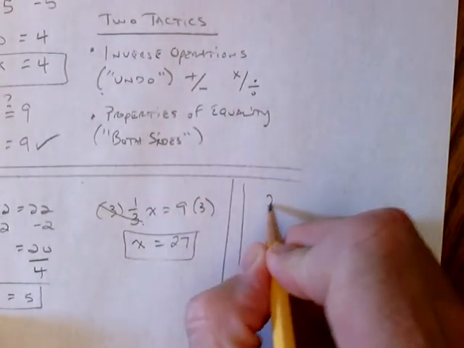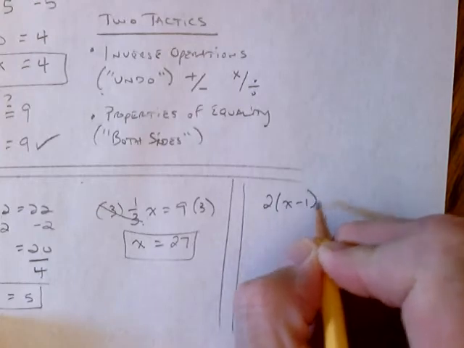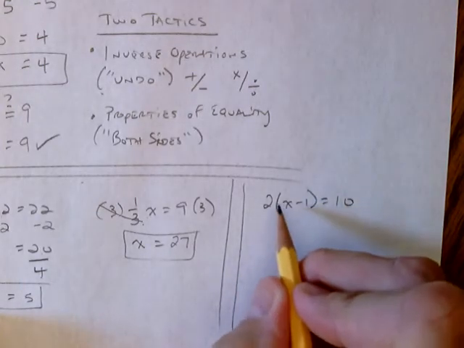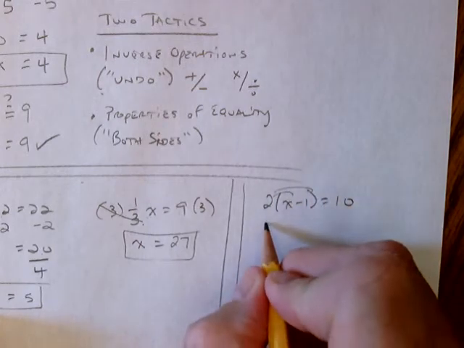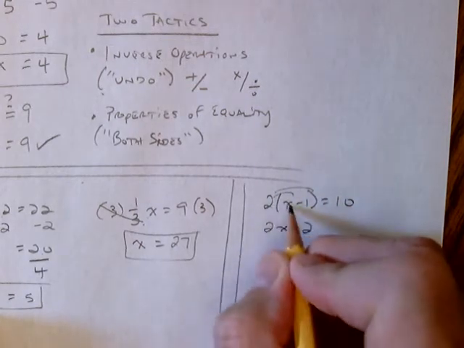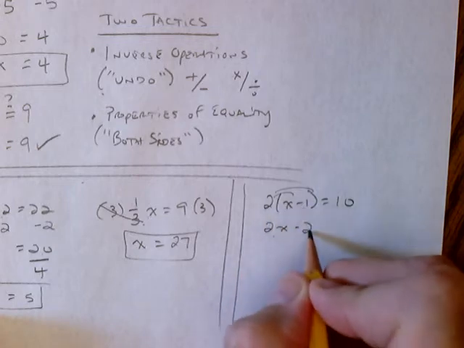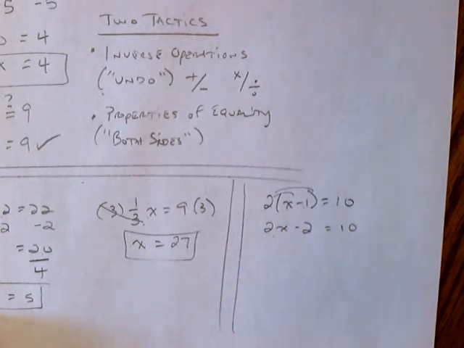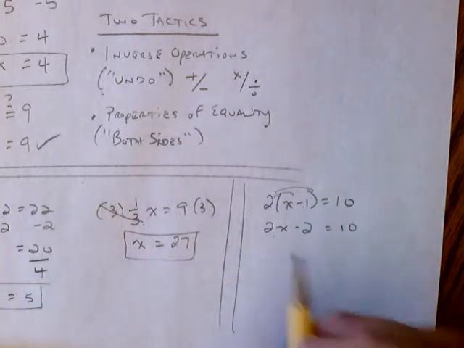Let's look at that last example. We had 2 times the quantity x minus 1 equals 10. And a lot of us, as soon as we see this, we go, oh, distributive property. 2 times x is 2x. 2 times negative 1 makes negative 2. And then I have equals 10. Awesome. So now this is exactly a two-step equation like we did over here.